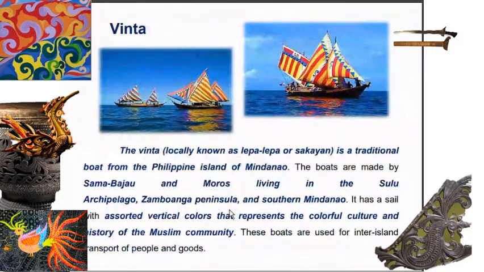Vinta, locally known as Lepa-Lepa or Sakayan, is a traditional boat from the Philippine island of Mindanao. The boats are made by the Sama Bajau and Moros living in the Sulu Archipelago, Zamboanga Peninsula, and southern Mindanao. It has a sail with assorted vertical colors that represent the colorful culture and history of the Muslim community.